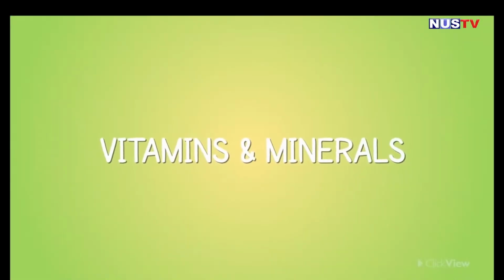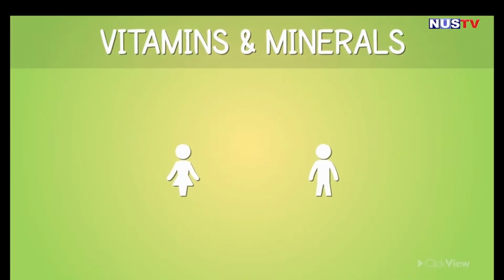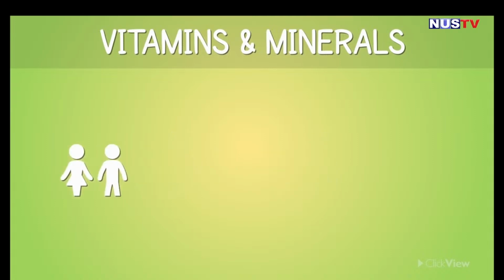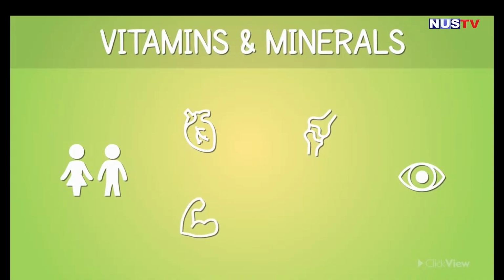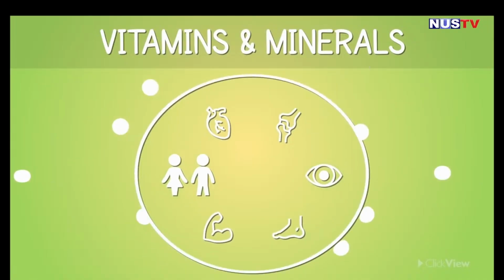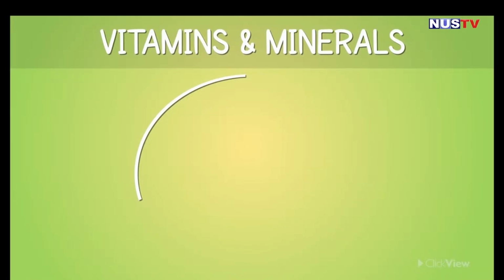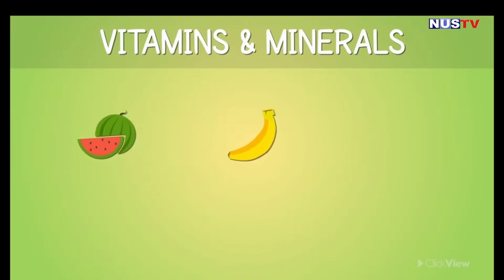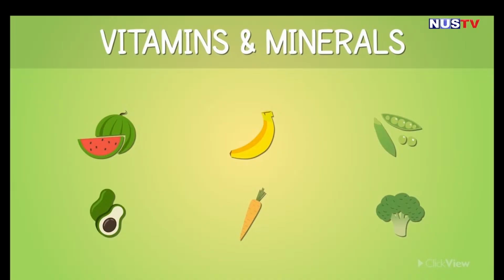Vitamins and minerals. Vitamins and minerals are essential to keep us healthy. Did you know that they help us grow, help us to see, keep our organs, bones, muscles and skin healthy, as well as help us to fight diseases? Vitamins and minerals can be found in all types of fresh fruits and vegetables.